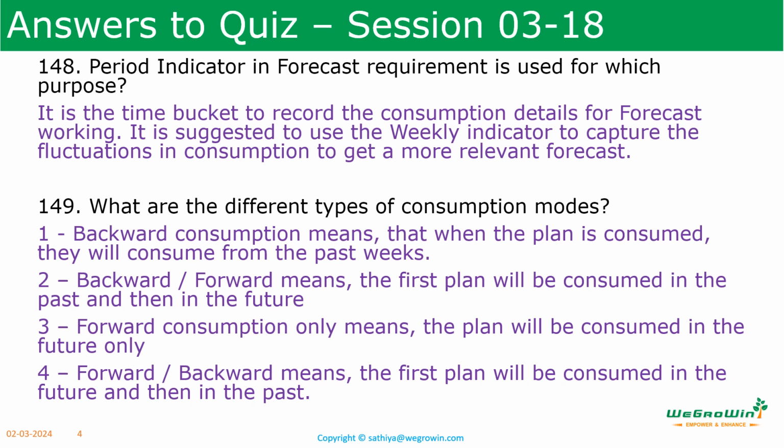What are the different types of consumption modes? One, backward consumption means when the plan is consumed, they will consume from the past weeks. Two, backward and forward, that is first the plan will be consumed in the past and then it will be consumed in the future. Three is the forward consumption. This means the plan will be consumed in the future. And four, forward and backward means the plan will first be consumed in the future and then it will go to the past. In general, organizations use the consumption mode 2, that is first backward and then forward.